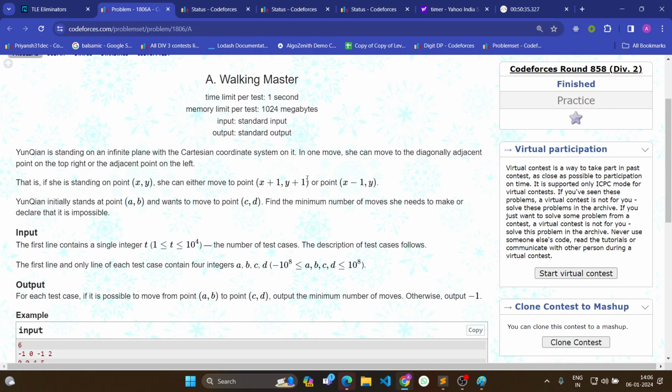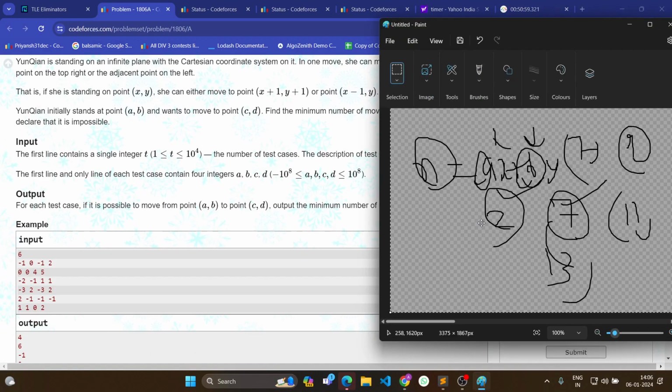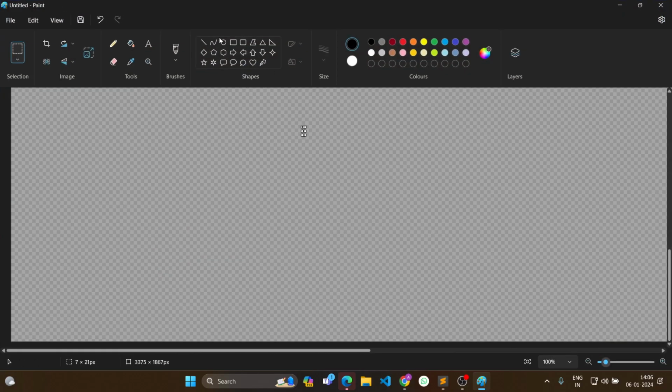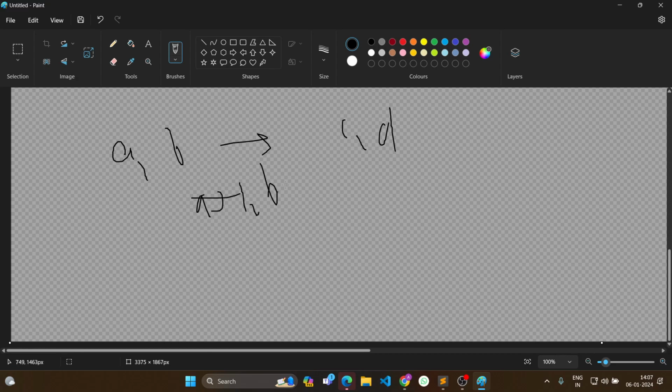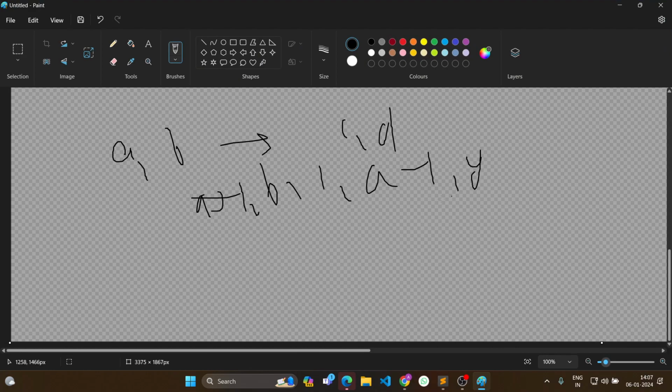Yunkin is standing in an infinite Cartesian coordinate plane, and in one move she can move diagonally to the adjacent point on the top right or the adjacent point on the left. She can move to point x plus 1, y plus 1 or point x minus 1, y. It's said that she's currently at a comma b and she needs to move to c comma d. So in one move she can go to a plus 1 comma b plus 1, or she can go to a minus 1 comma b.